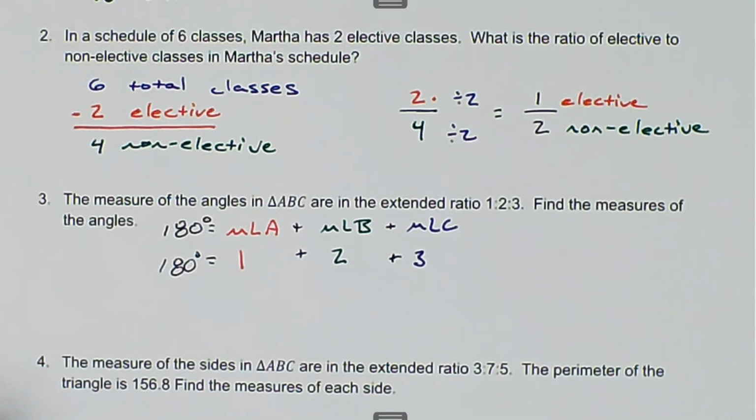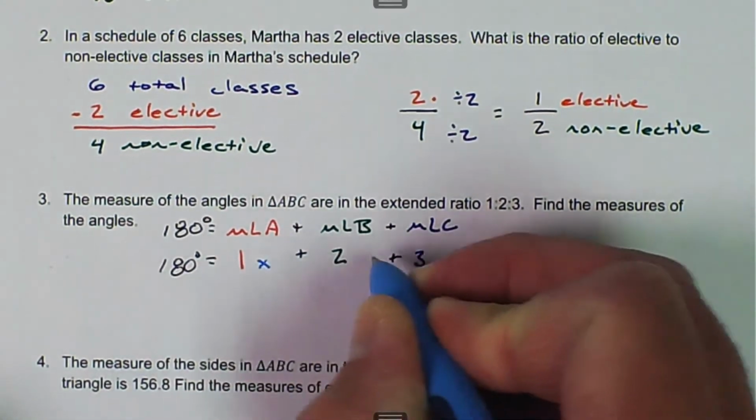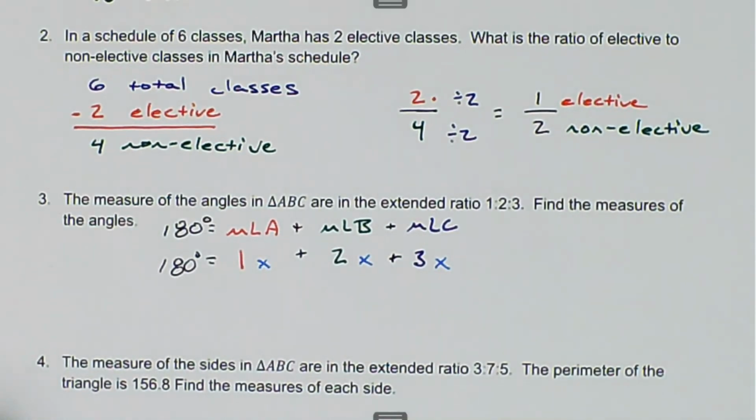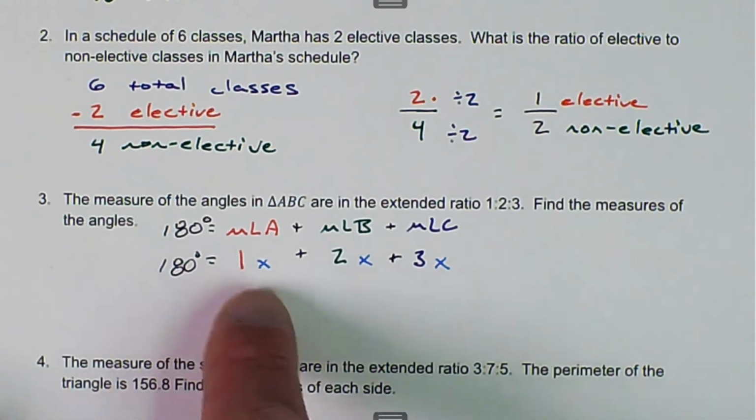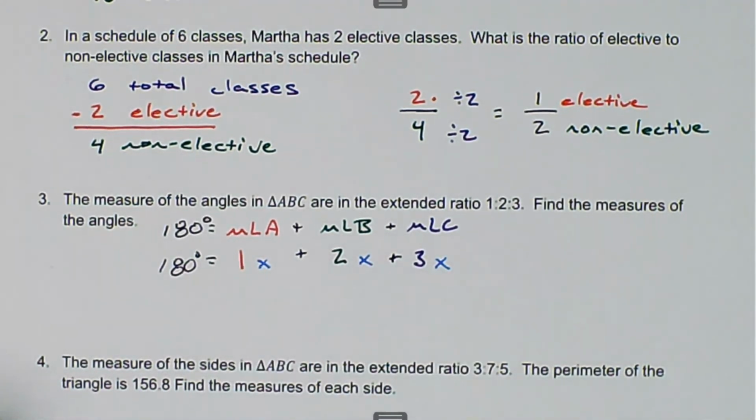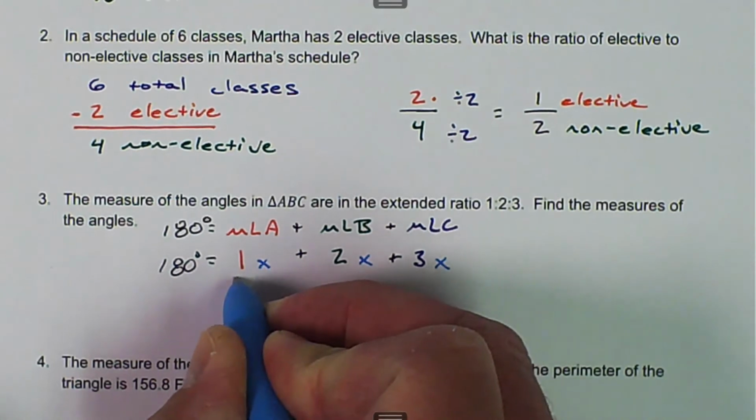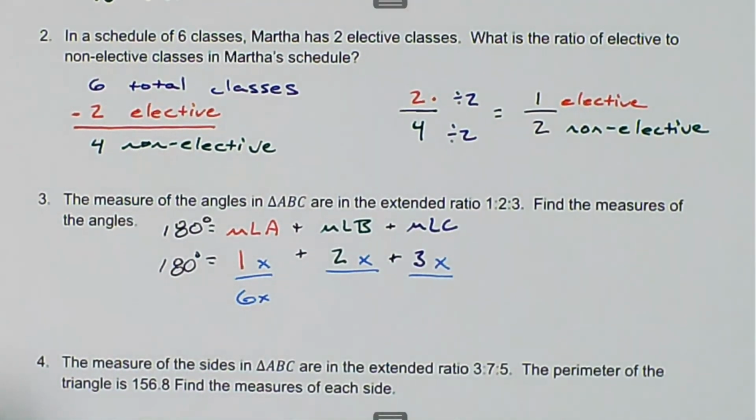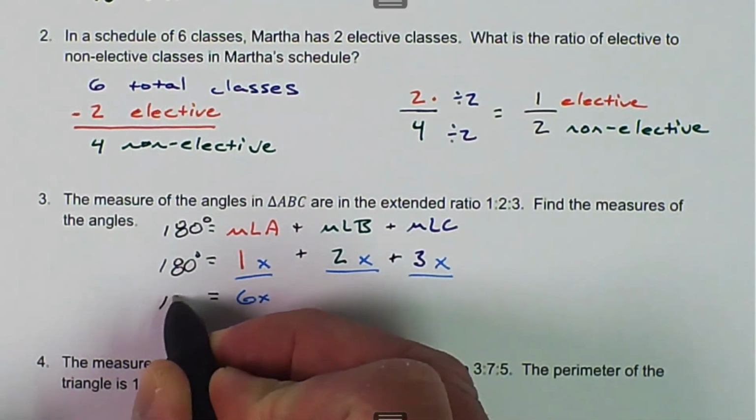So the thing that is not going to change for any of these is what x might be. So if we put 1 times x plus 2 times x plus 3 times x, that is going to tell us what our x value is, and then we can figure out what each angle measure is. So we can combine like terms, 1x plus 2x plus 3x, we add those all together, and we get 6x. And that's still equal to 180 degrees.